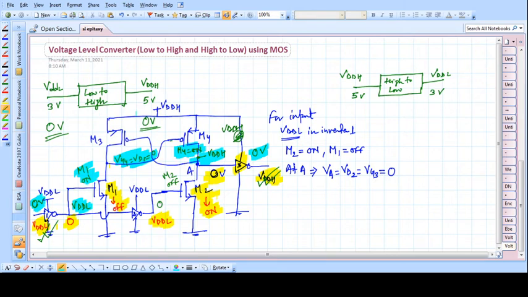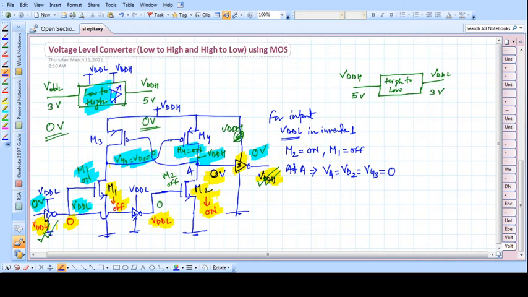So this one is the representation for the low to high voltage converter. This one uses a slightly larger number of transistors for converting the low value VDDL to VDD-H, using MOSFET. So we can say it uses both VDDL and VDDH, and this symbol means we can make low to high.